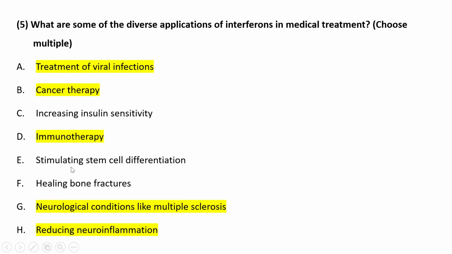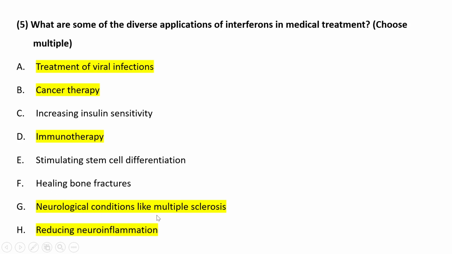And the next option is stimulating stem cell differentiation. No, this is not a function of the interferon. There are some different cytokines which can influence this stem cell differentiation, but interferon is not involved in this. Healing bone fracture. No, interferons do not have a role in any type of healing of bone fractures.